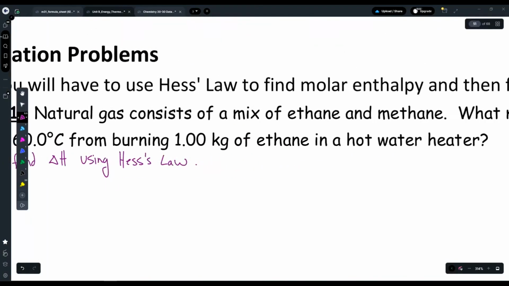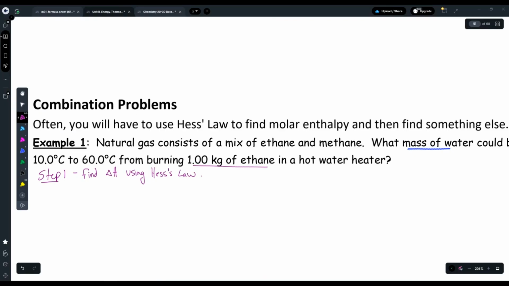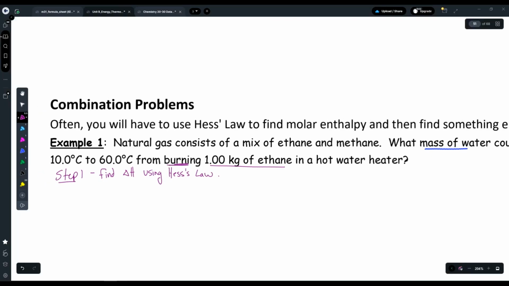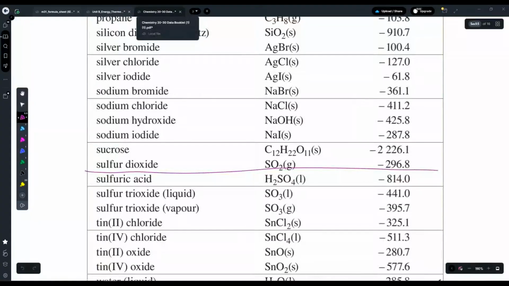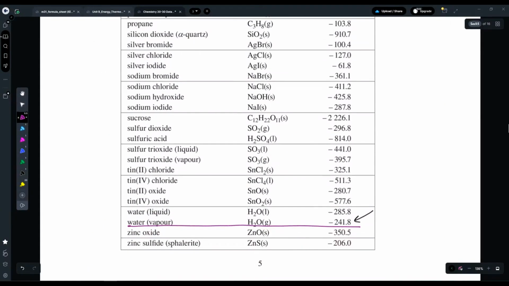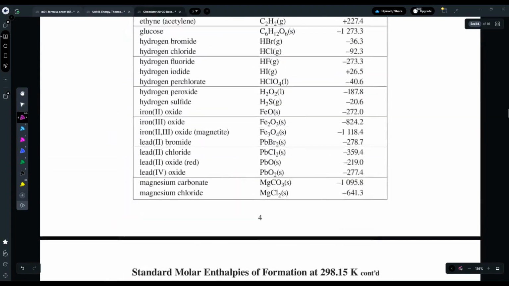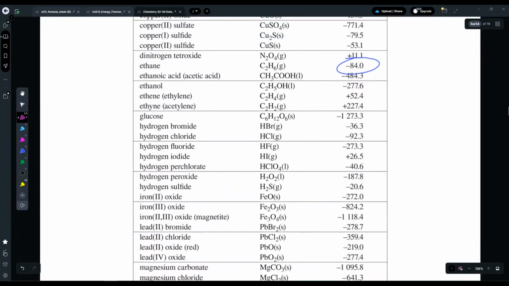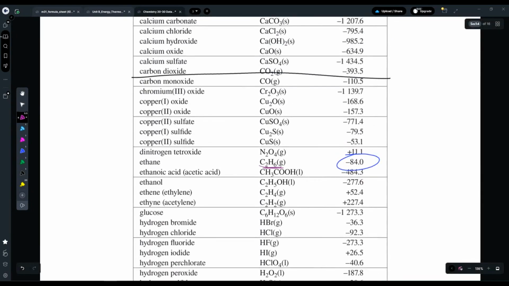Because we have the most information for ethane, and it says that we're burning ethane, we're going to take ethane, which is C2H6. But just in case you're wondering if you're supposed to memorize that, you don't have to memorize it. You just need to know where to find it. So ethane you can find on page 4. It's right there. So C2H6 gas.